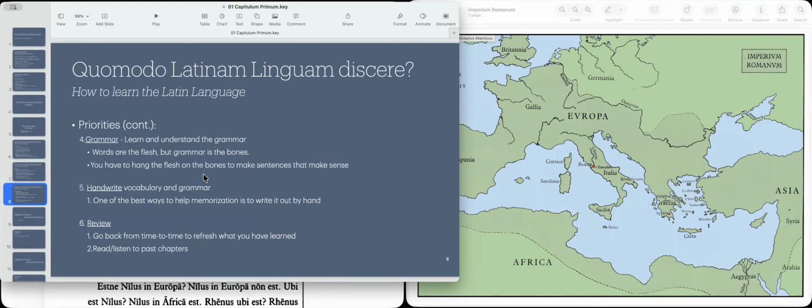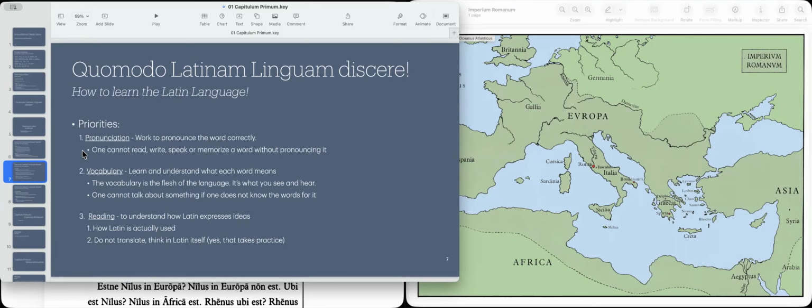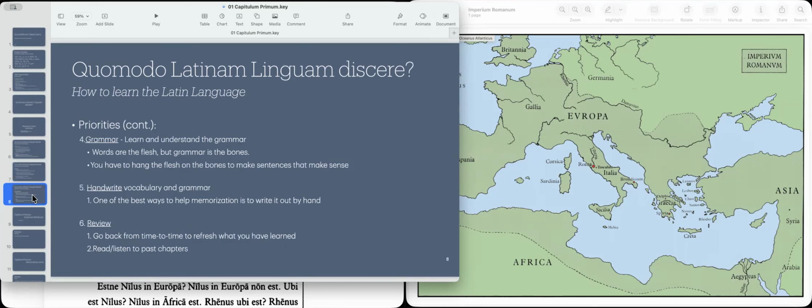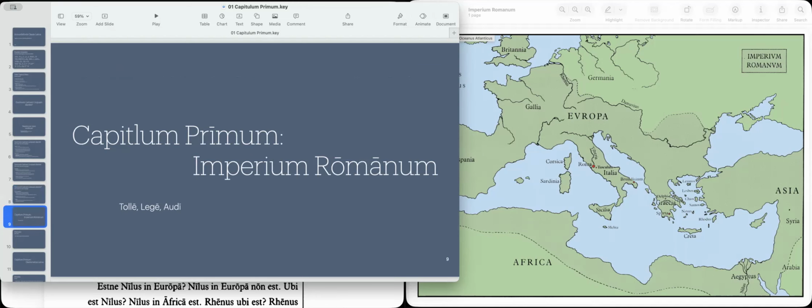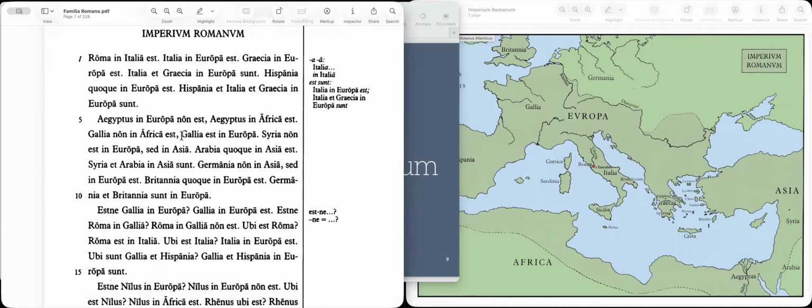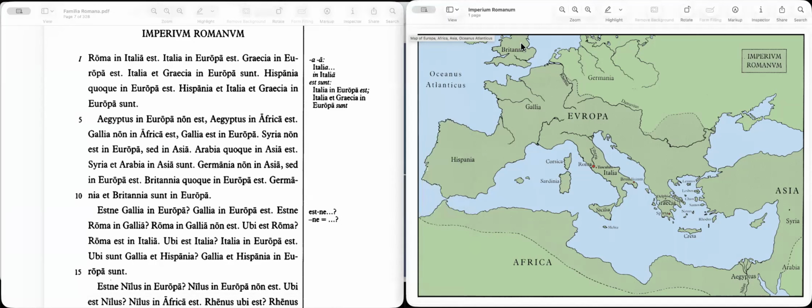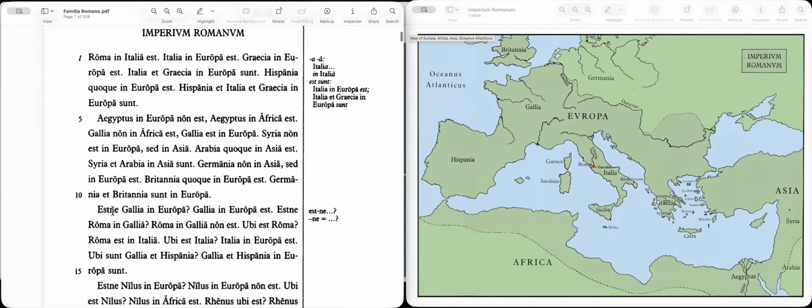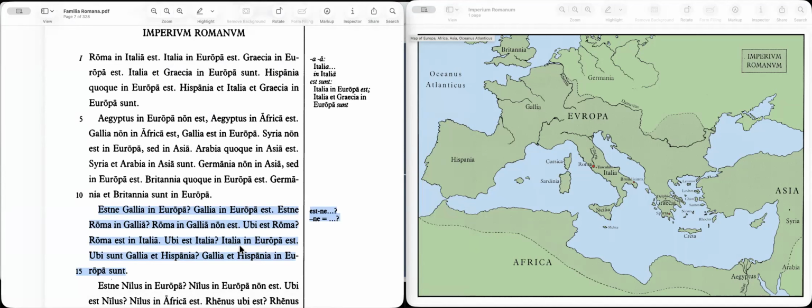And lastly, as I said, pronunciation, vocabulary, reading. Lastly, grammar, handwriting, and then review periodically. So now I can go back to, sorry about that, got things out of order. How about the next section by somebody who has never been in this class before and has yet to read?